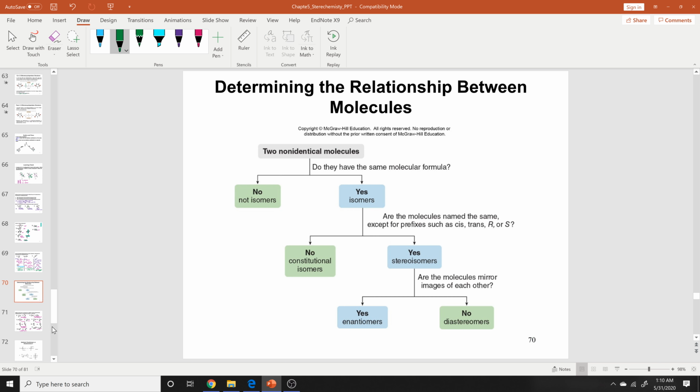So determining the relationship between the molecules. If I give you a molecule and ask you, what is the relationship between them? Are they basically enantiomers, diastereoisomers, identicals? Just follow this chart over there. So if you have molecules that are not identical, check if they are isomers or not. If they are isomers, then check if they are constitutional. If they are not constitutional, they are definitely stereo. If they are stereo, are they enantiomers, mirror images, or are they diastereoisomers?